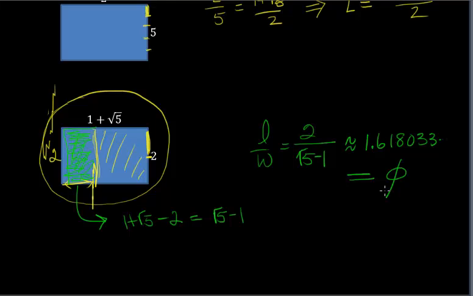So again, the suggestion is whenever you're given in a problem the fact that a rectangle is golden, go to that rectangle. You may have to draw a diagram, or maybe the diagram is given. Label its width as 2 and its length as 1 plus the square root of 5. Then go back to the problem and see what it's asking.